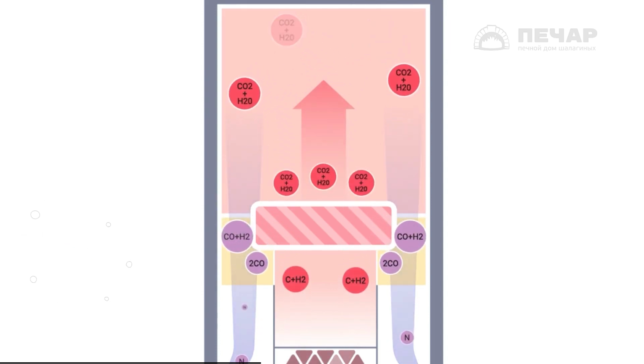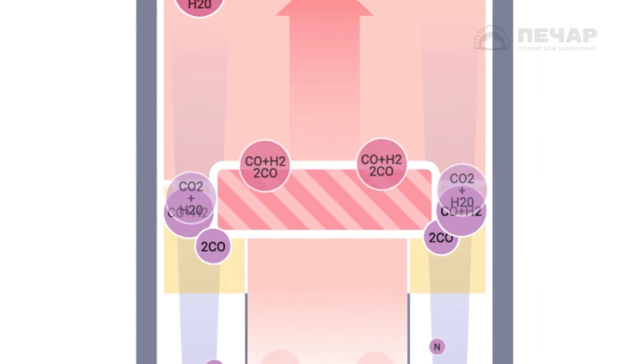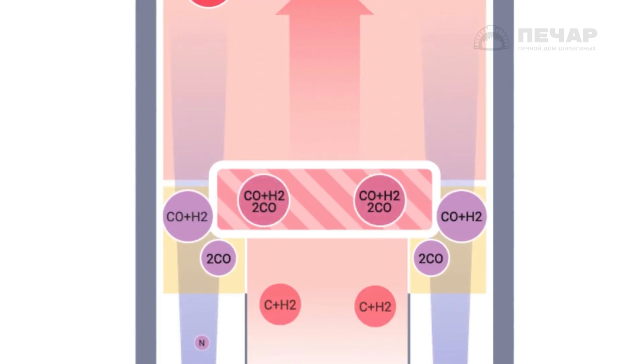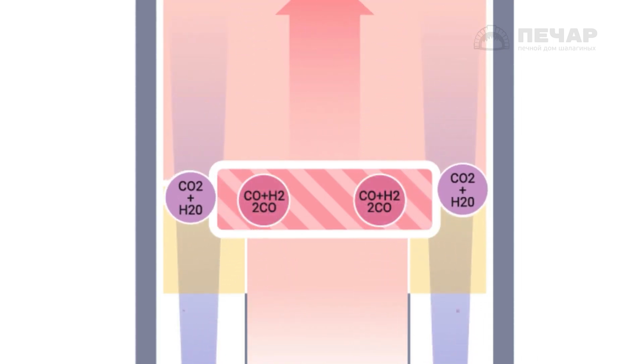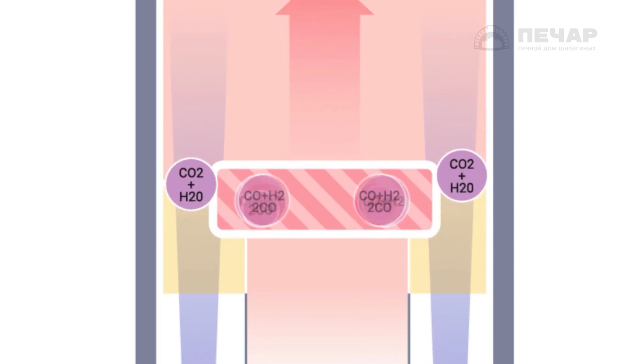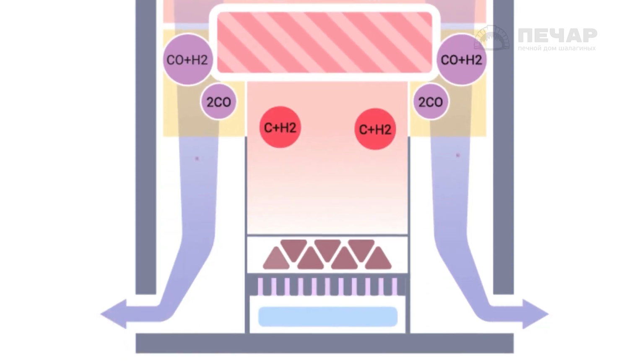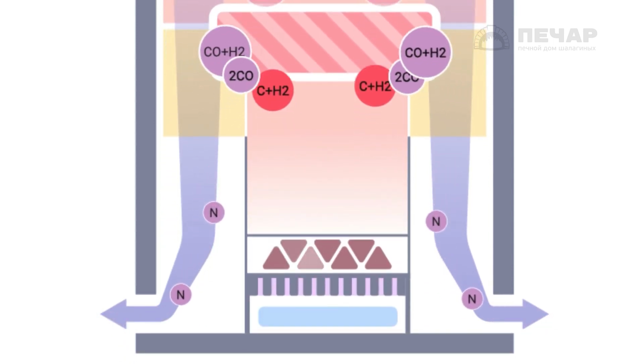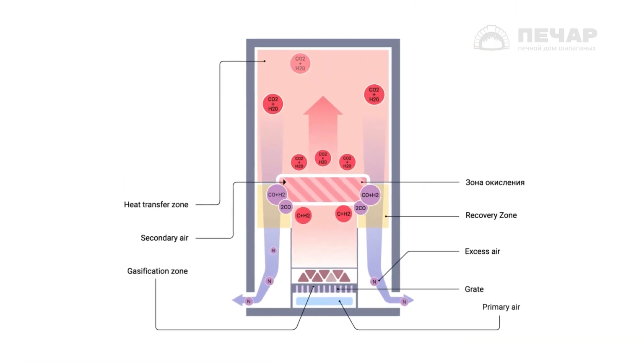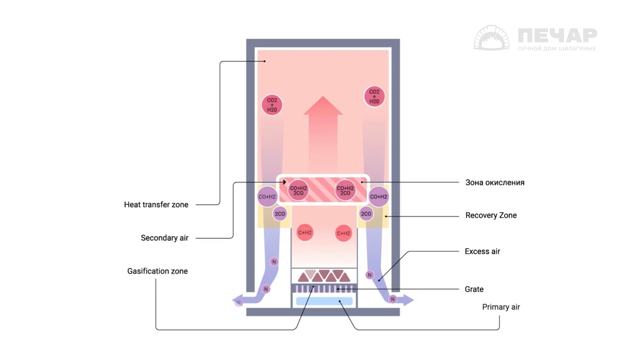A reducing reaction takes place. Carbon affects water vapor and carbon dioxide. Combustible gases, water gas and carbon monoxide, occur. They are burned with the release of additional heat. The cycles are then repeated while the fuel burns and hydrocarbon is released.